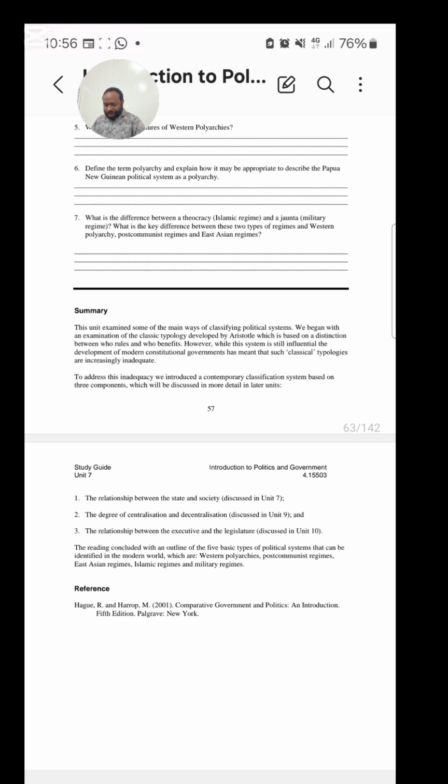Okay, so this unit examines some of the main ways of classifying political systems. We begin with the examination of the classical typology developed by Aristotle. Okay, so now you know the classical typology developed by Aristotle. If I ask a question in the exam, then the classical typology refers to two dimensions. These two dimensions are who rules and who benefits.